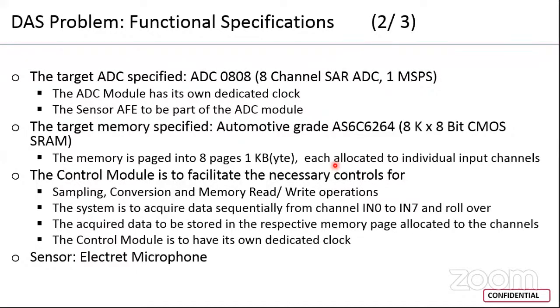ADC0808. Why is it given as 8? It is 8 channel. It is an 8 channel successive approximation register based ADC, which works at a frequency of 1 Mbps. So, any idea about successive approximation?